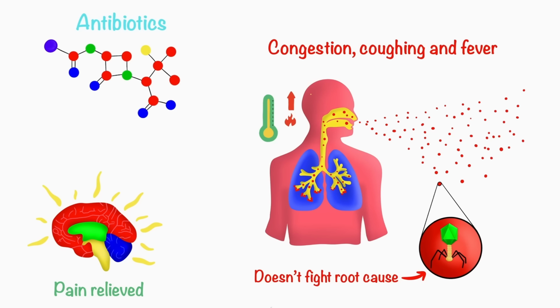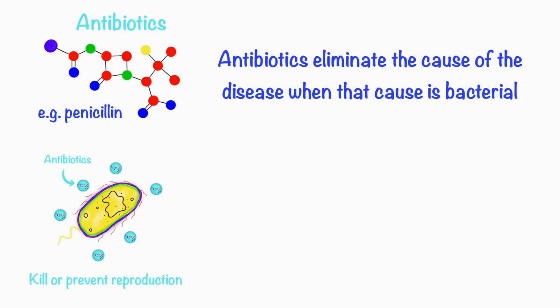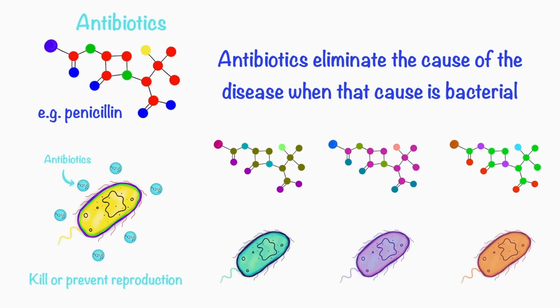Antibiotics, on the other hand, work in a completely different way. Drugs like penicillin actively fight against bacterial infections by either killing bacteria or preventing them from reproducing. This is a crucial distinction. Antibiotics don't just make you feel better, they actually help eliminate the cause of the disease when that cause is bacterial. Different antibiotics are effective against different types of bacteria. This is why it's important to be treated with the right antibiotic for your specific infection.